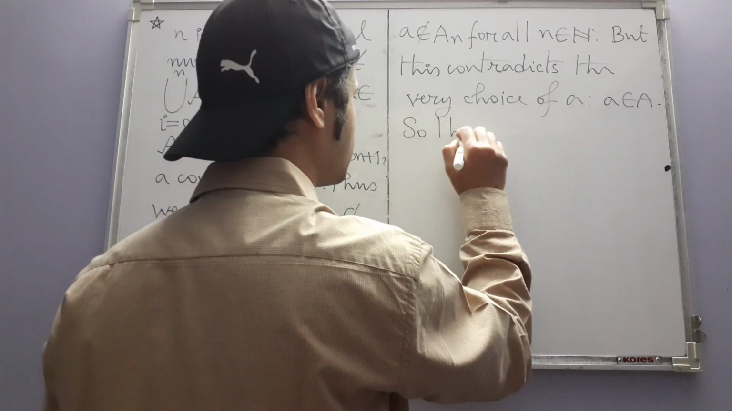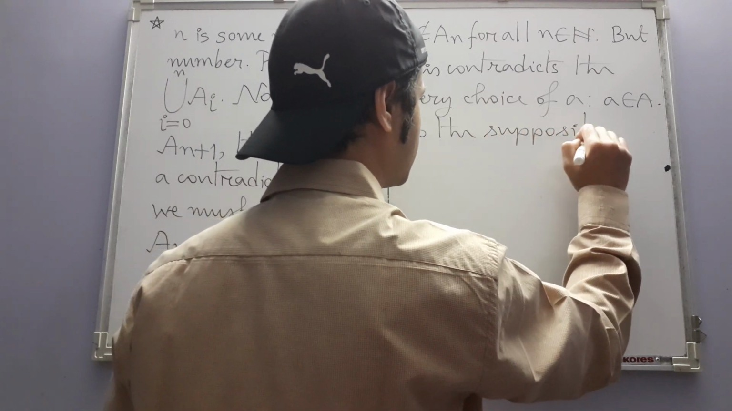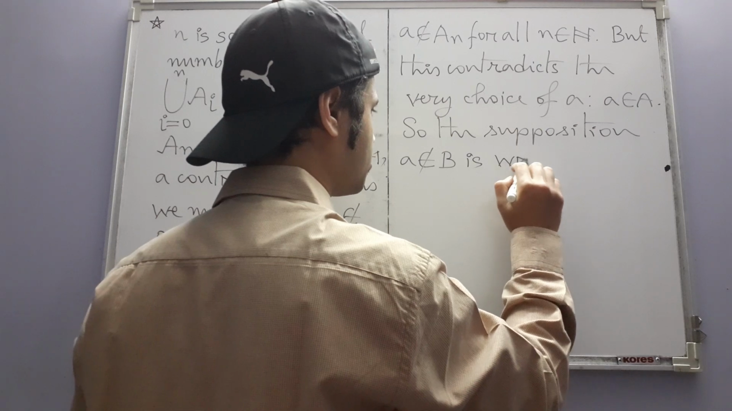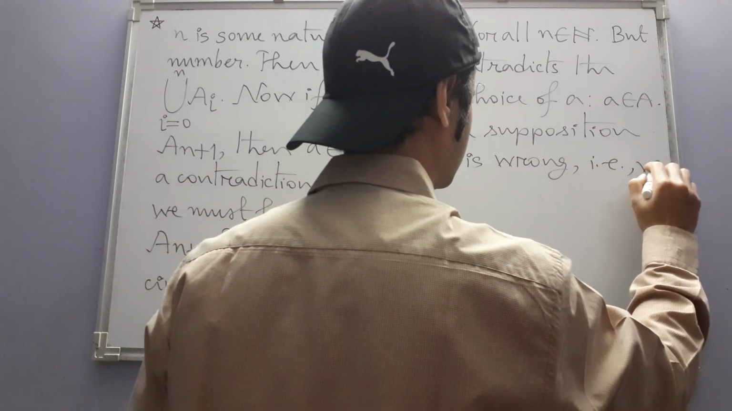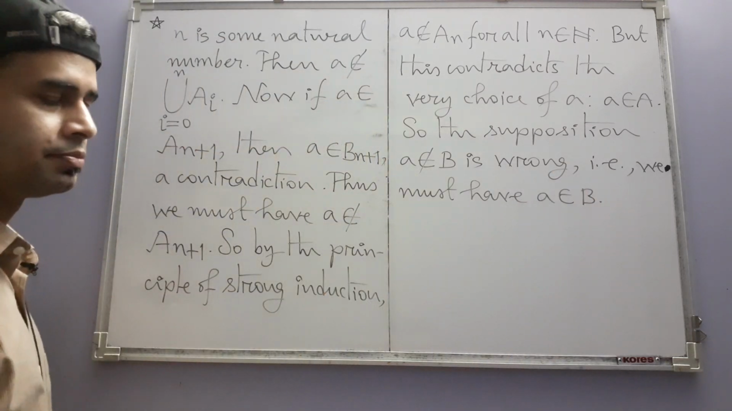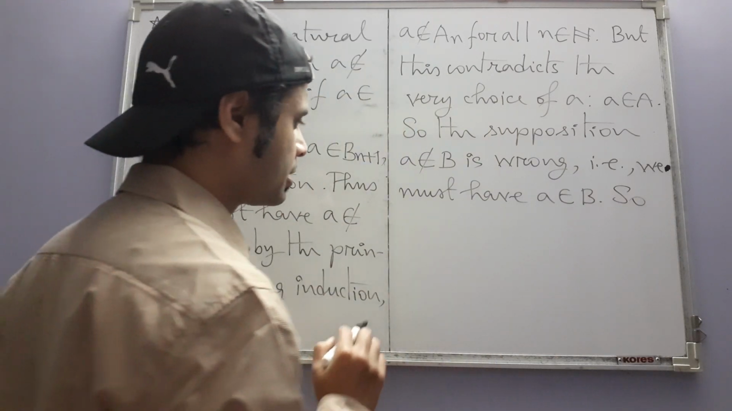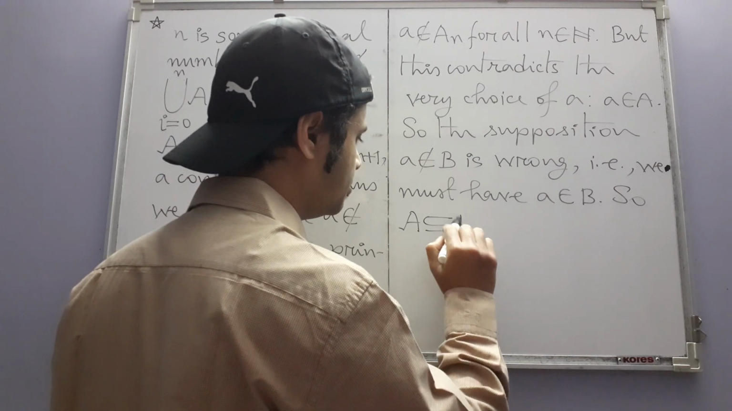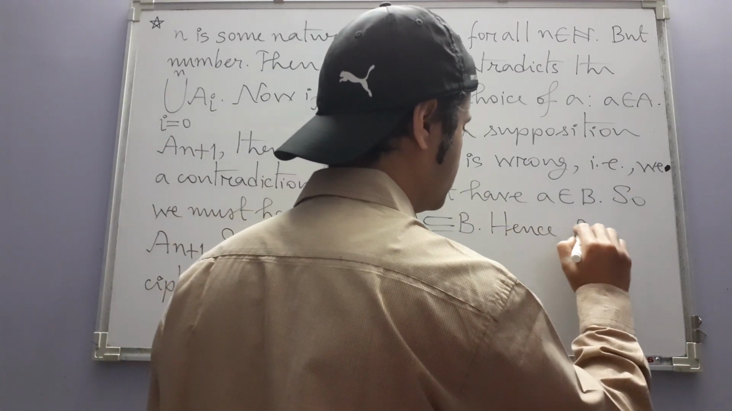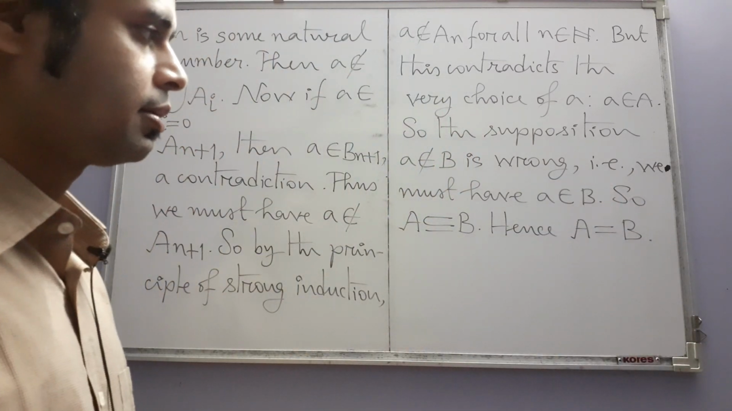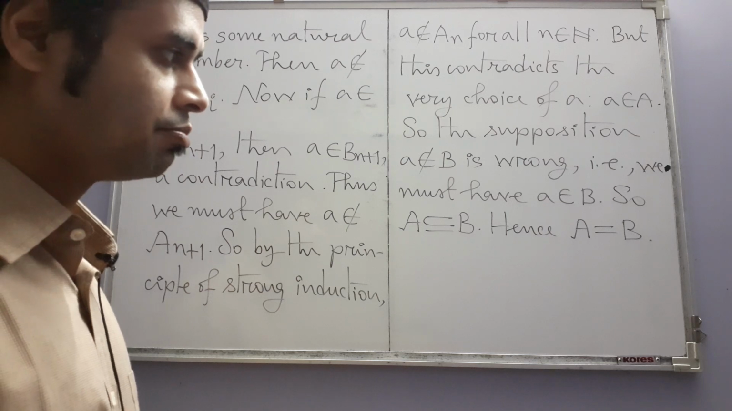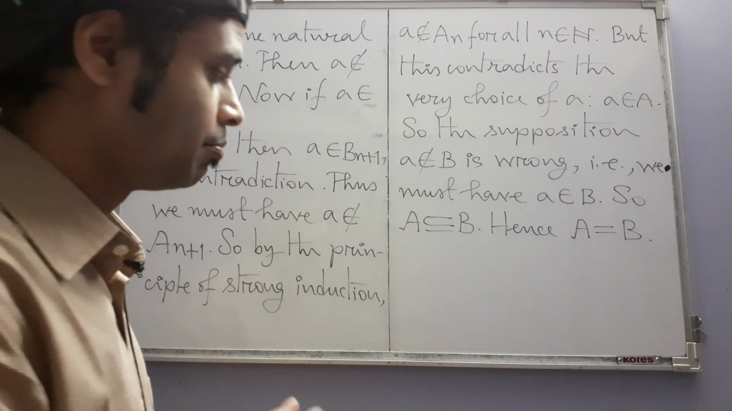So the supposition that a does not belong to B is wrong, i.e., we must have that a belongs to B. But a was an arbitrarily chosen element of A, so A is a subset of B. But we already saw that B is a subset of A, hence A is equal to B. Due to this fact, we can now work with B, which is just simply A, but B is the union of all the Bn's, and the Bn's are mutually disjoint. For that fact, we now have to mention.